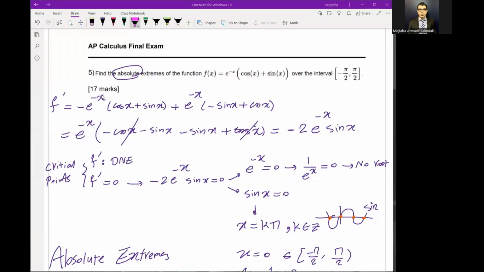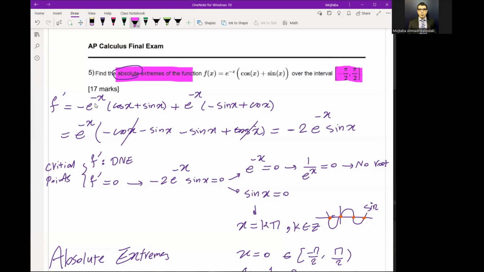All right, question 5, find the absolute extreme values of this function. So we have the interval. We need to find the critical points and also compare them to the values at the endpoints. So for critical points, f prime, we're going to use the product rule. The derivative of e raised to minus x is minus e raised to minus x, and then we write this cosine plus sine, plus we write this one now, and then the derivative of this expression. The derivative of cosine is minus sine, and the derivative of sine is cosine.